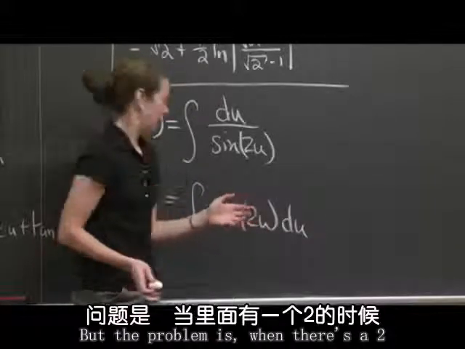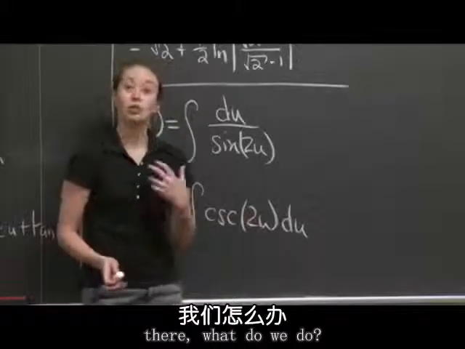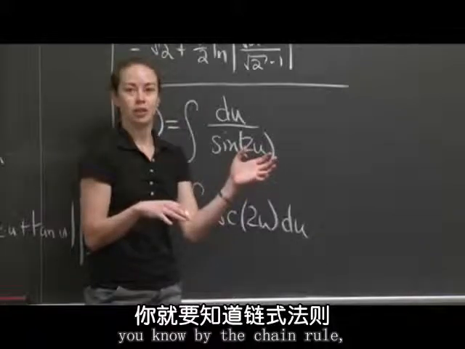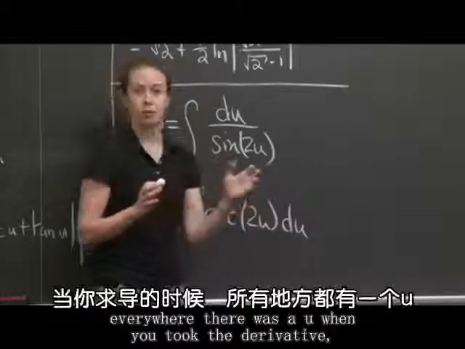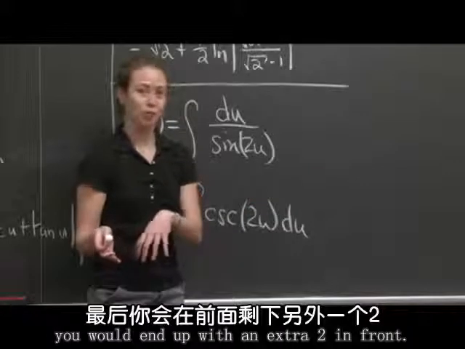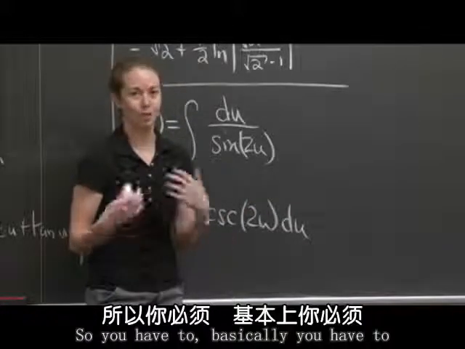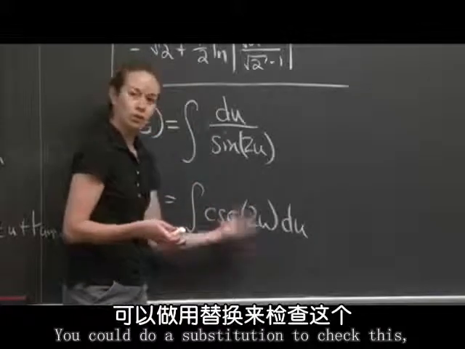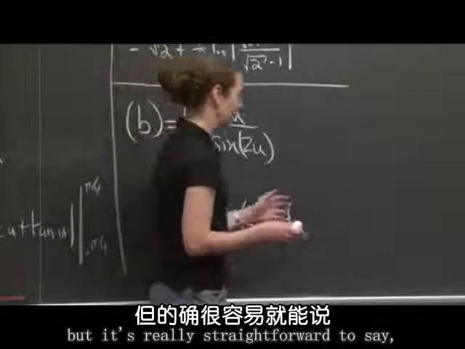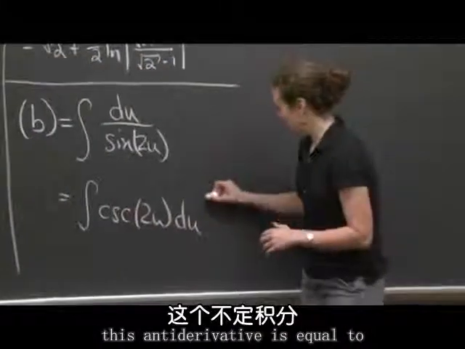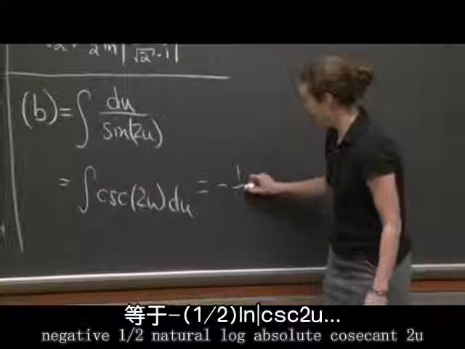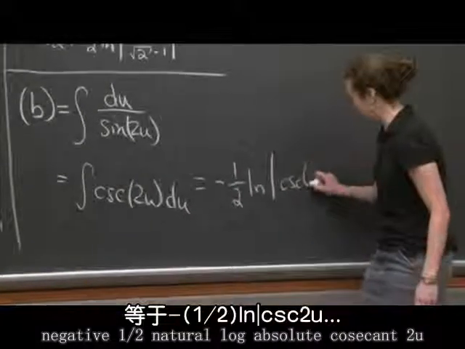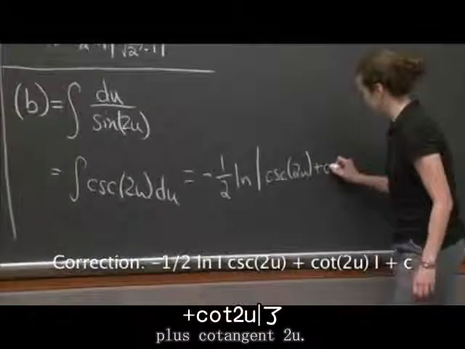But the problem is when there's a 2 there, what do we do? Well, just think about it as if you had the antiderivative, you know by the chain rule, if you put in 2u everywhere there was a u, when you took the derivative, you would end up with an extra 2 in front. So you have to just put in a 1/2 in front. You could do a substitution to check this, but it's really straightforward to say this antiderivative is equal to negative 1/2 natural log absolute cosecant 2u plus cotangent 2u.